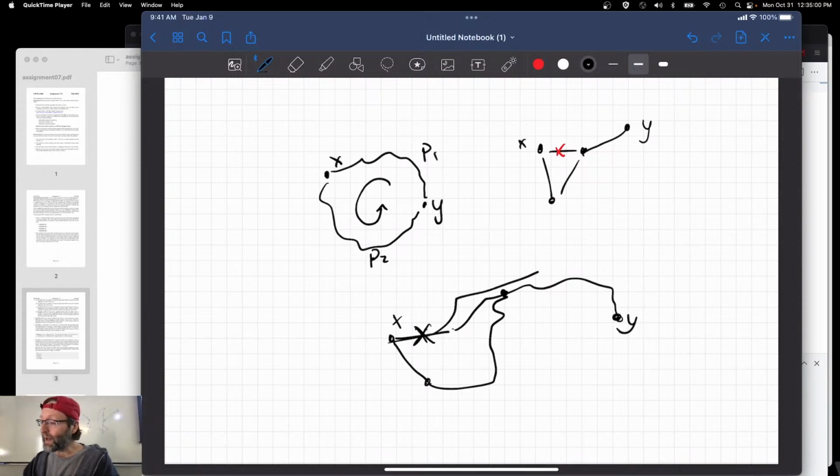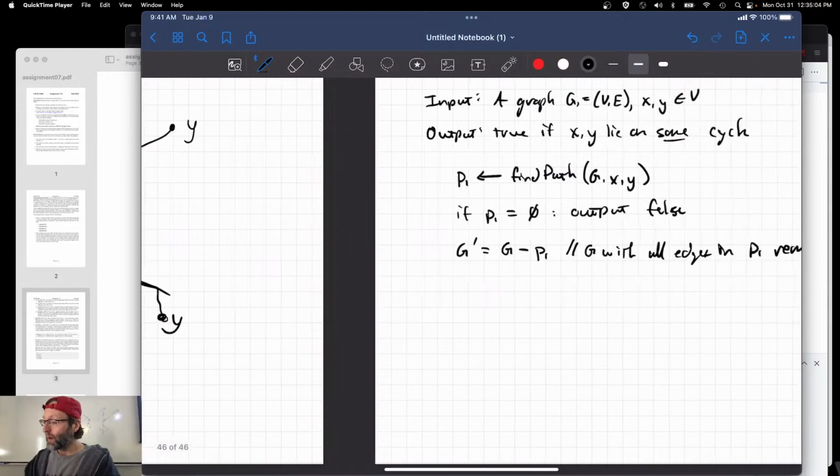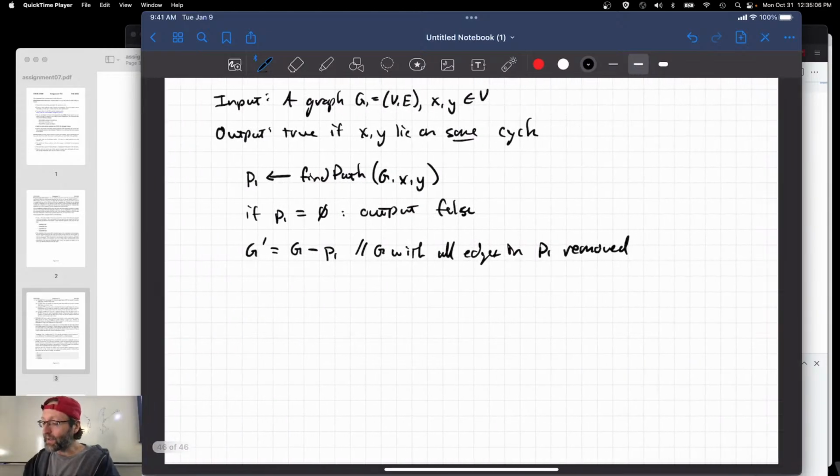You have to remove the entire path that you found, right? So once you've removed that, then you ask the same question again. For P2, we'll call find path on G prime, excuse me, the new graph, with x and y, right? And if P2 is null, or none, or phi, or whatever, then output false.